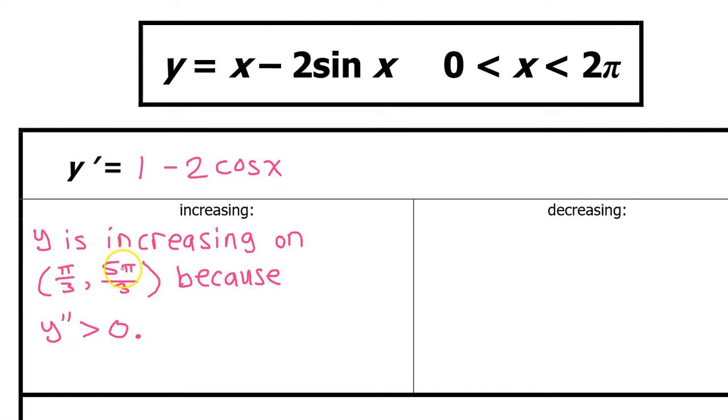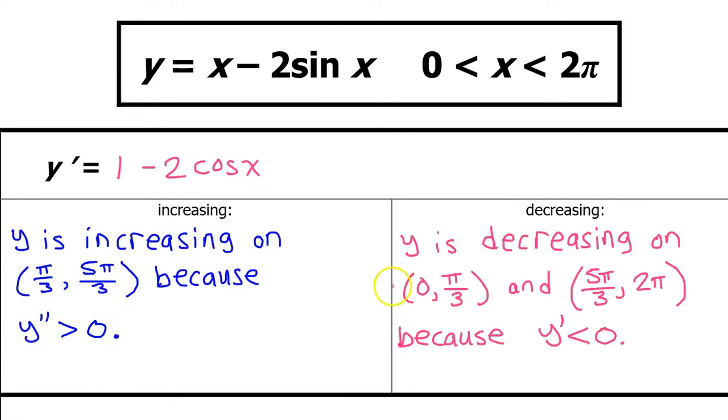Here's how you write your answer with justification. We say y is increasing on the interval from pi over 3 to 5 pi over 3 because y prime is positive. And y is decreasing on the interval from 0 to pi over 3 and 5 pi over 3 to 2 pi because y prime is negative.